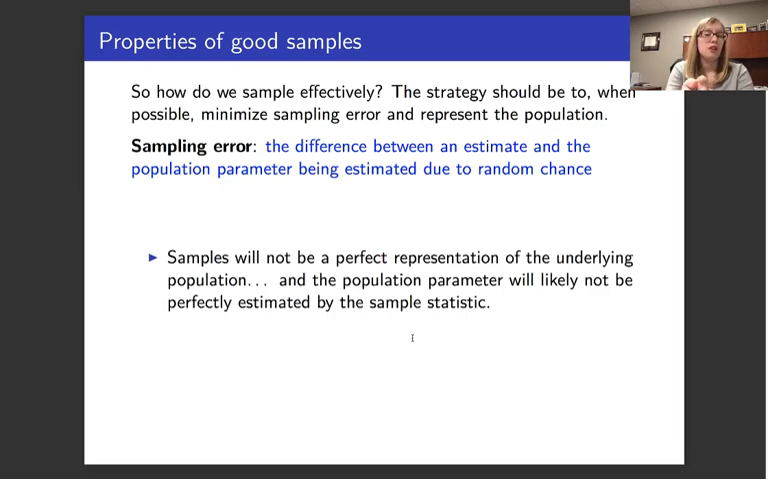This is a key point though here. We have to understand as statisticians that samples will not be a perfect representation of the underlying population. We're going to miss something in our population, in other words. We'll set up our sample so that we represent the population as best as we can, as closely as we can get.